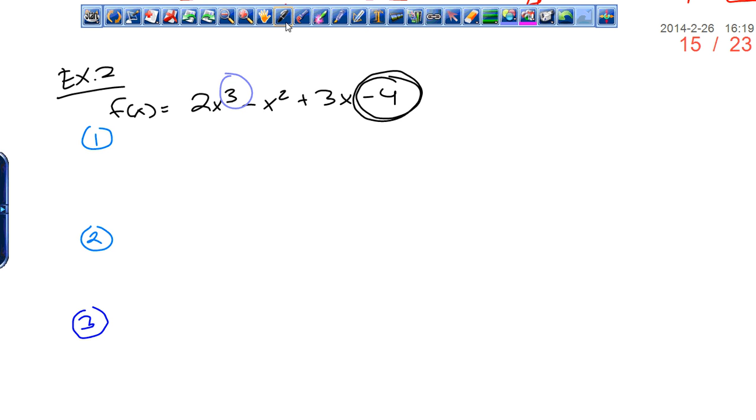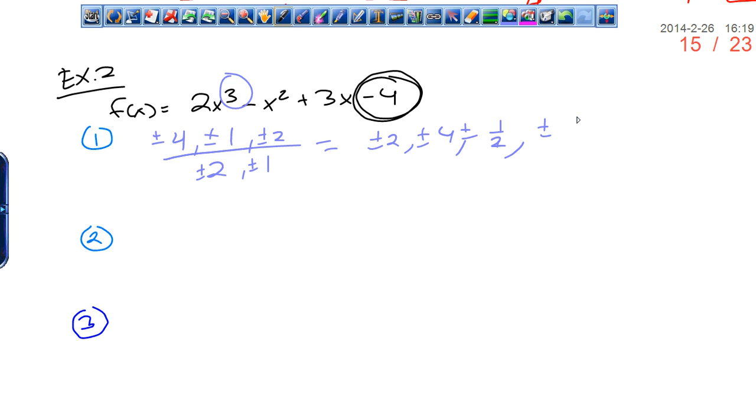Okay, so our first step from yesterday was to find all of our possibilities. So we take the factors of -4, which are plus or minus 4, 2 and 1, all over the factors of 2, which are plus or minus 2 and 1. So our possibilities are 4 over 2, which is 2, 4 over 1, which is 4, 1 over 2, which is 1/2, and 1 over 1, which is 1. 2 over 2 is 1, 2 over 1 is 2. So those are our 8 possibilities, right? All positives, all negatives, so 4 and 4 make 8.